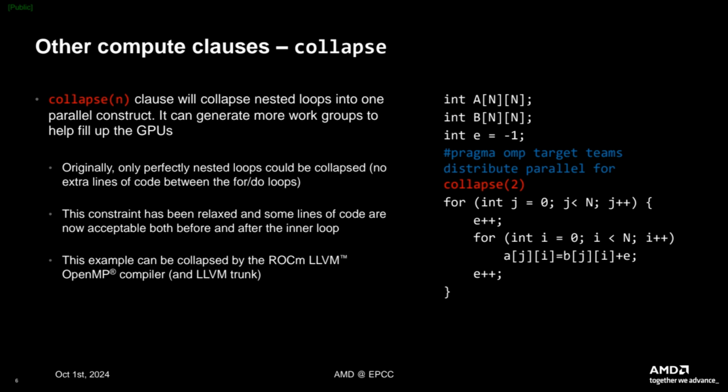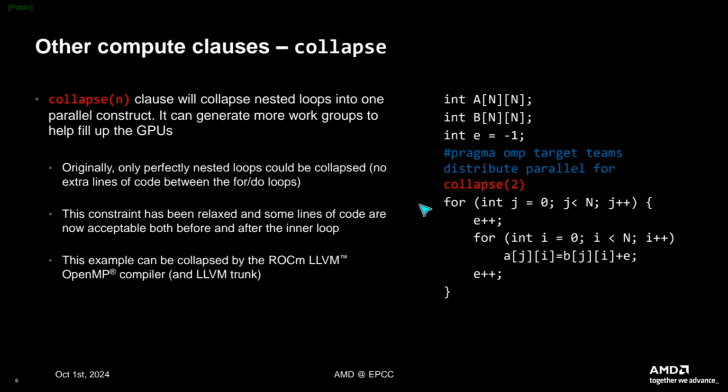Okay, and now the collapse clause. I think Johanna may have mentioned this one too. So for the collapse clause, it will collapse nested loops into one parallel construct. So what this does is it can just generate more work groups to help fill up the GPU, and you're going to saturate it with more work, which is good.